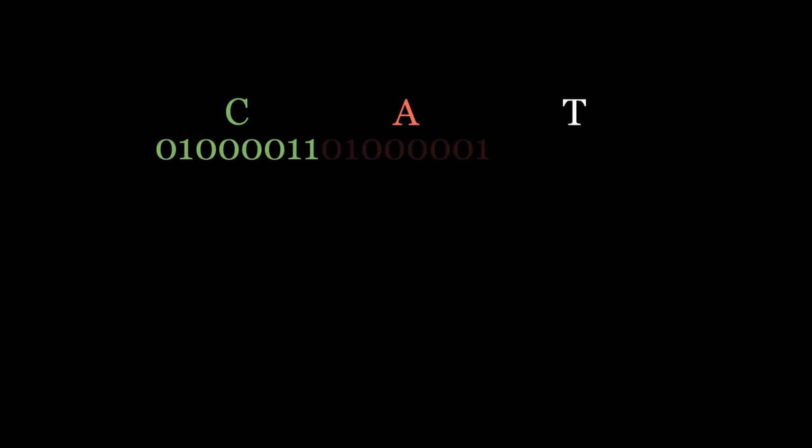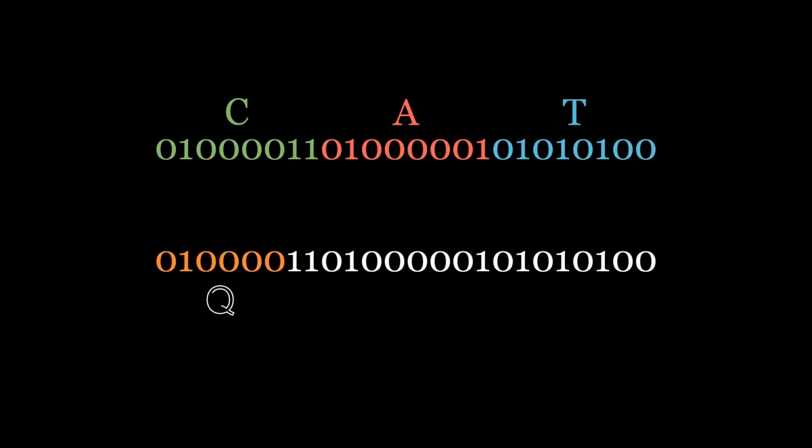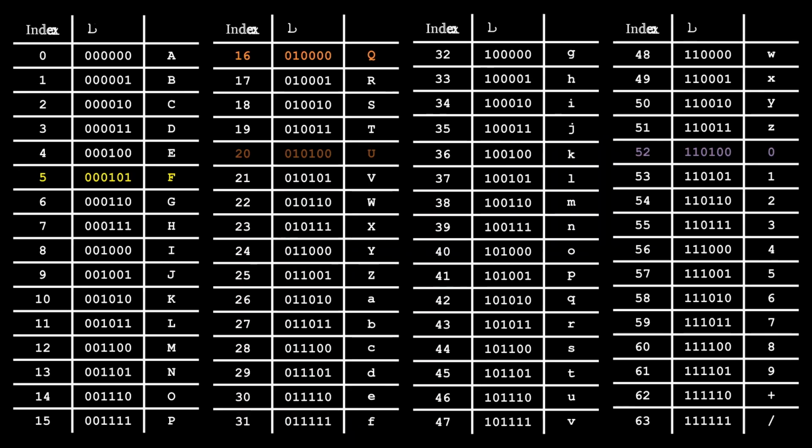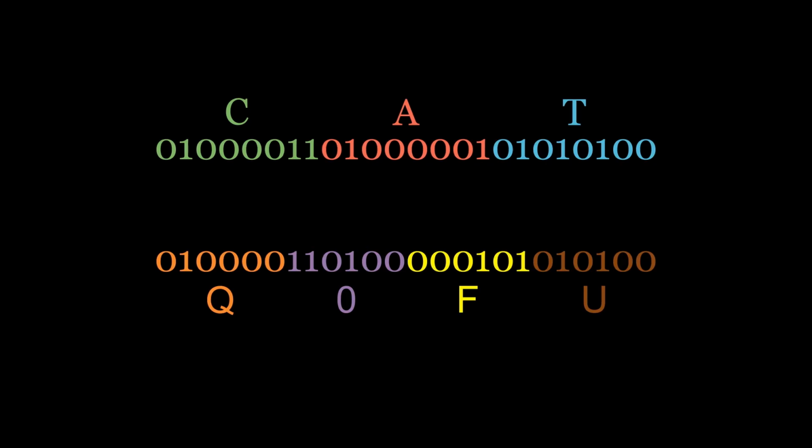Let's take a quick example. We want to encode the text cat. First, we take the ASCII representation of each letter. When combined, this gives us a 24-bit sequence. Since Base64 uses a 64-character alphabet, we can group the binary digits into 6-bit chunks. Each of those 6-bit groups corresponds to a Base64 character according to this table. When we map these groups to Base64 characters, cat becomes Q0FU.